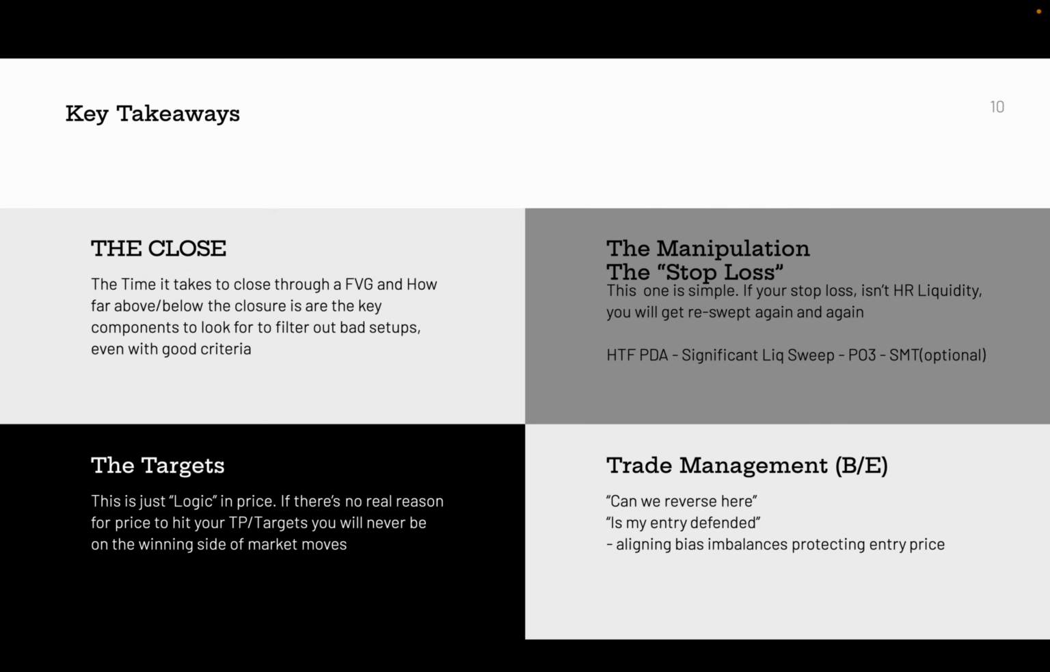I'm not here to waste y'all's time, but this is what I do want y'all to take away from this video. The number one thing, there's a reason that this is number one. It is the close. The time it takes to close through a fair value gap and how far above/below the closure is are the key components to look for to filter out bad setups, even with good criteria.